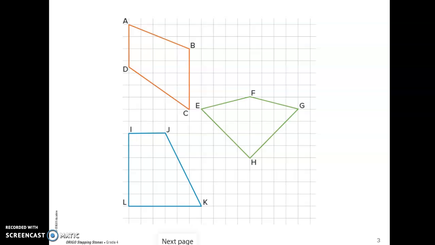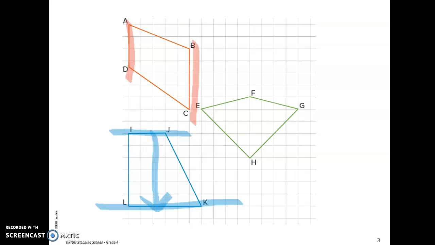Another way we can identify parallel and perpendicular is in polygons. So if we're looking here, you can use these labels to do the same thing. We could say that side AD is parallel to side BC because they are the same distance apart and they're going to go right along the sides of each other. We could also say that line IJ is parallel to LK because again they're the same distance apart and they would extend in both directions.